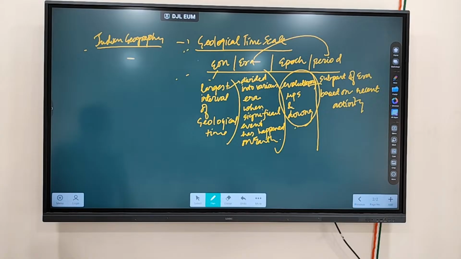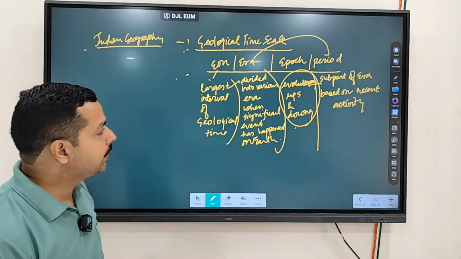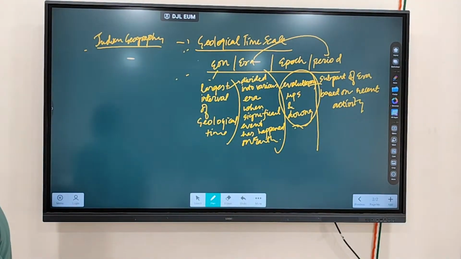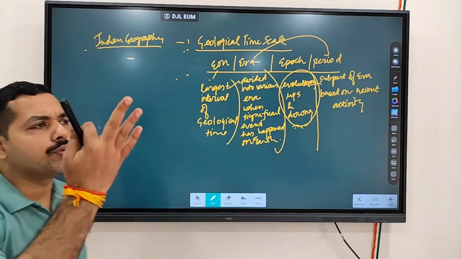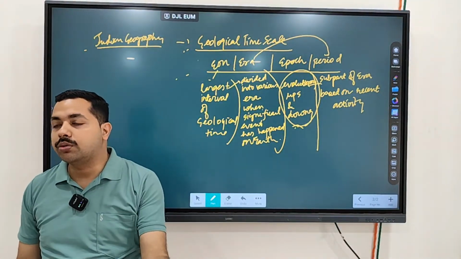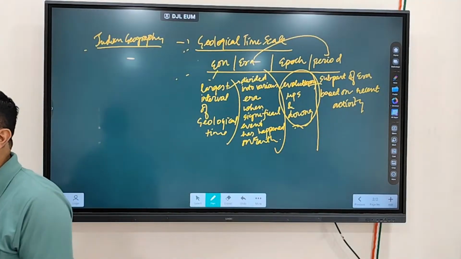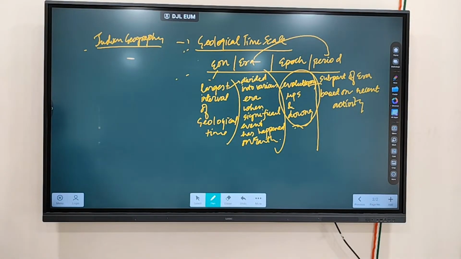What is evolutionary up and down? We have written evolutionary up and down. What does it mean? Nature shifting in evolution. How the mammals have evolved, how the fossils have evolved, how the humans, animals, and plants have evolved. That is evolutionary ups and downs. Clear? So this is something that you have to keep in mind with regard to the geological time scale. Any doubt regarding this particular part?